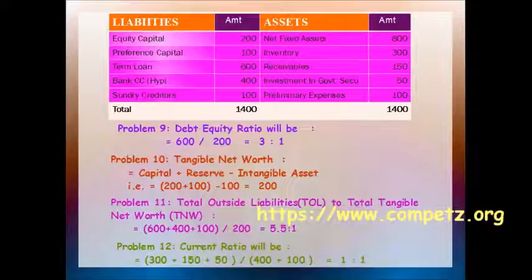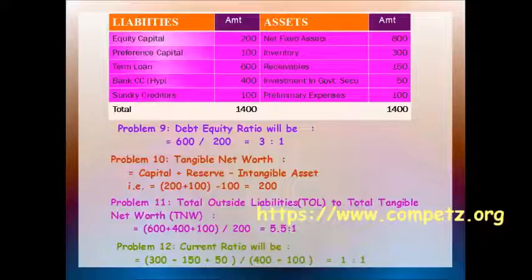Now we will do as per case 2, which I just said: capital plus reserves minus miscellaneous or intangible or fictitious assets. So capital, what is your equity capital? 200 plus your preference capital 100. So total 300 minus your miscellaneous expense, that is preliminary expense, 100. 300 minus 100 comes as 200. So your own fund is 200. Your long term debt is 600. 600 divided by 200, you will be getting 3:1.